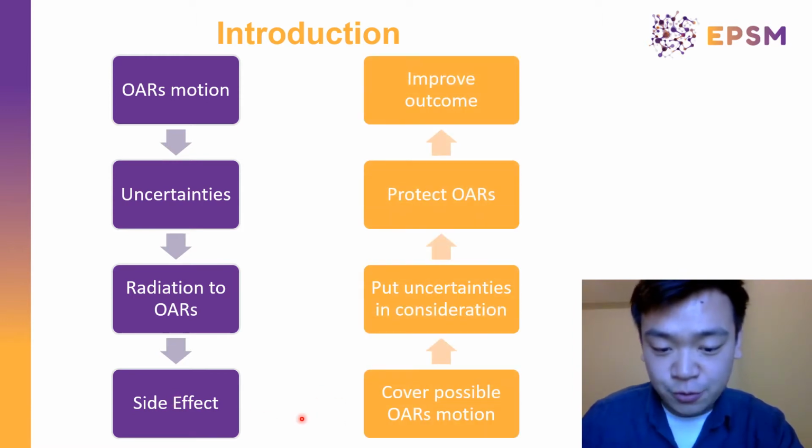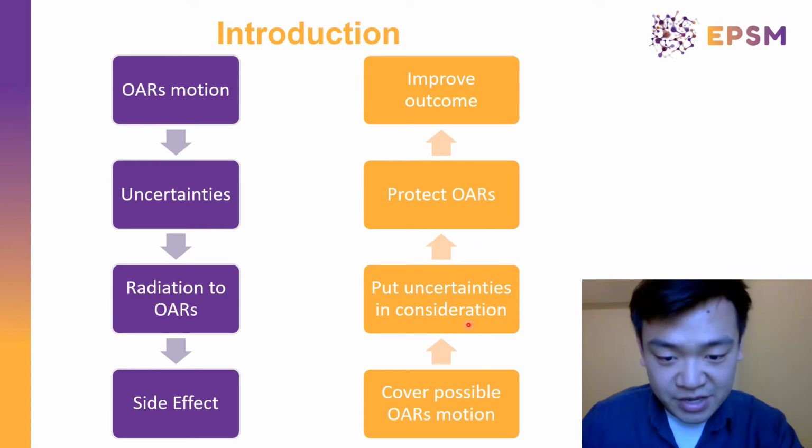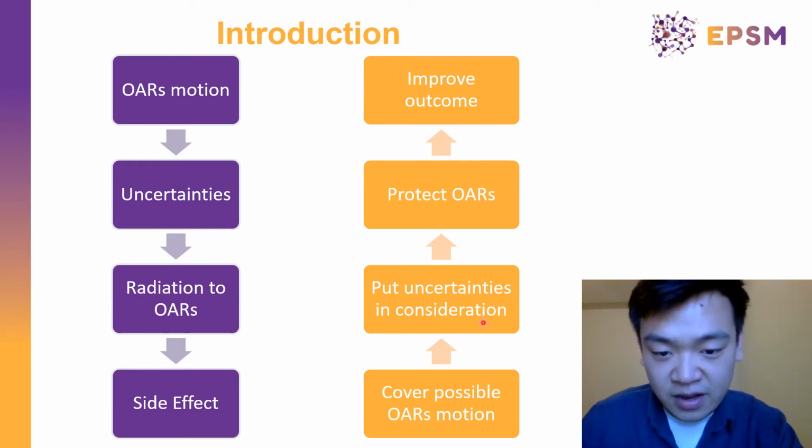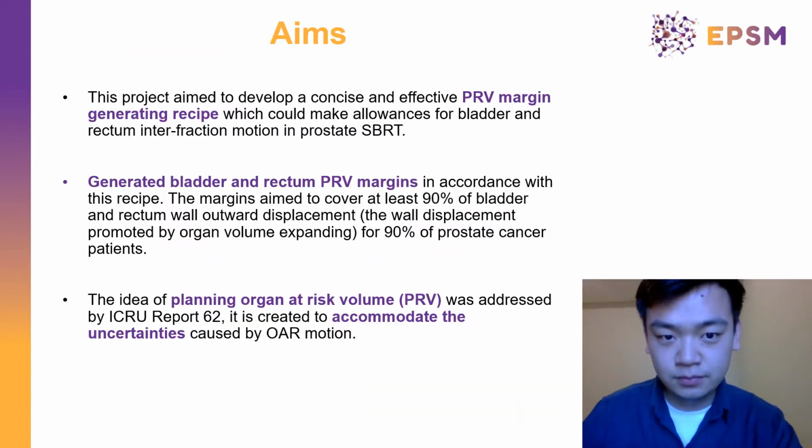So the best solution is to create a PRV margin which could cover possible OAR motion, and in this way we could take uncertainties into consideration when we create the treatment plan. And so we could protect the OARs from unnecessary radiation, and finally we could improve the treatment outcome.